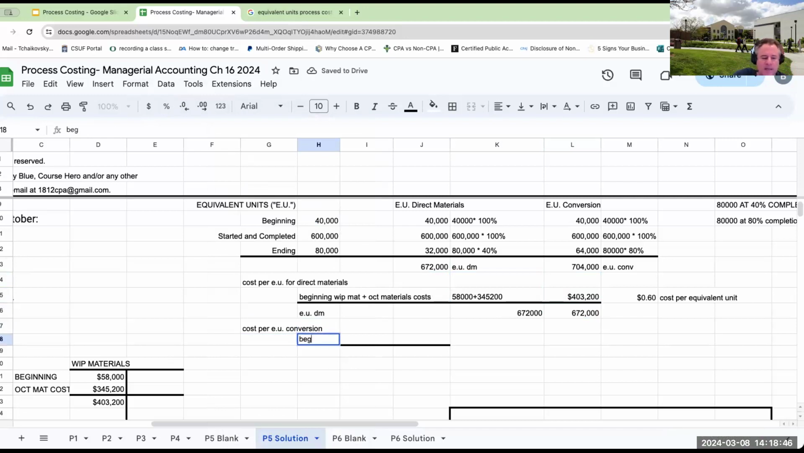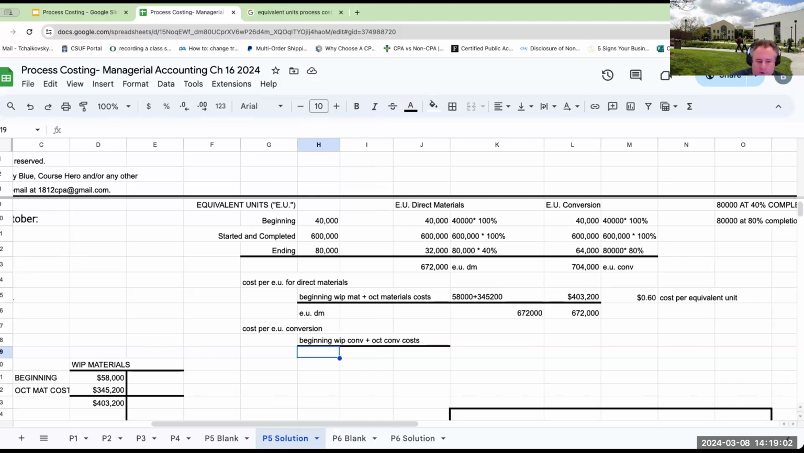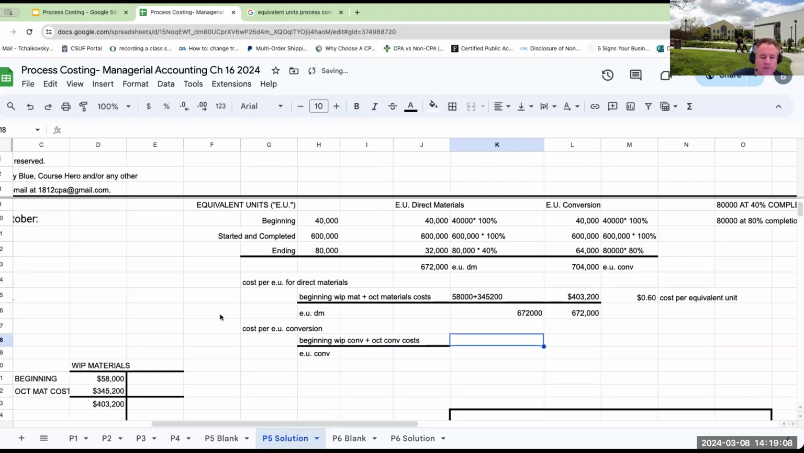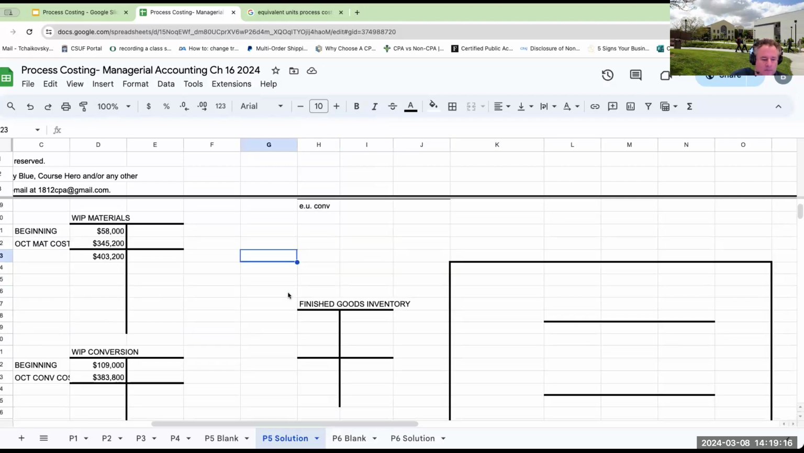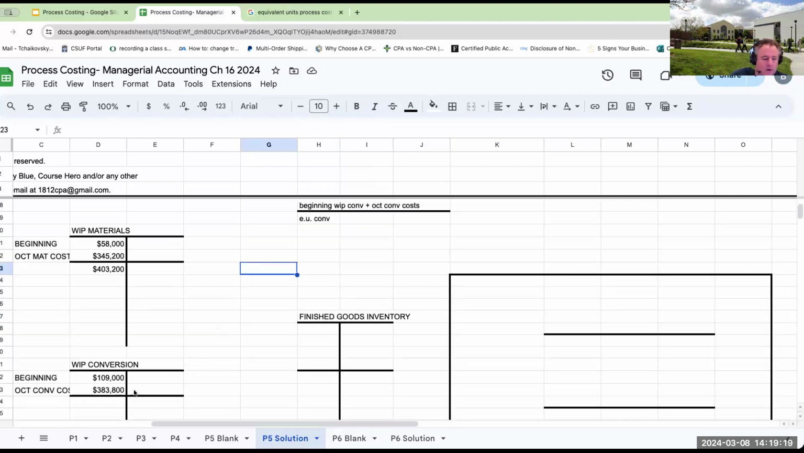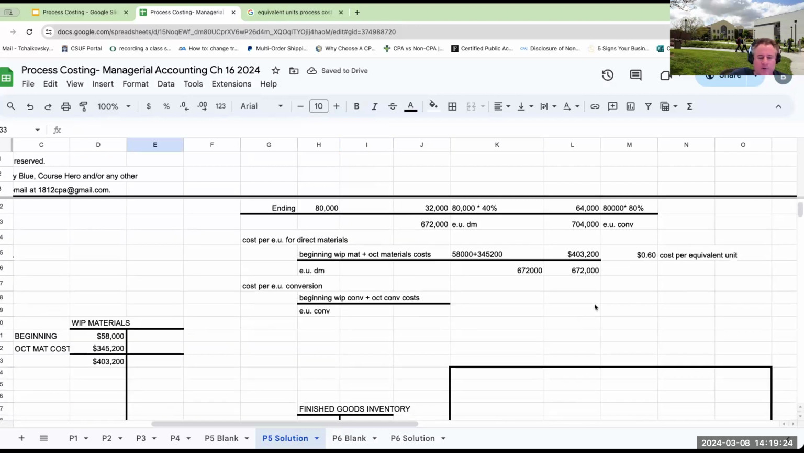Now, what about my cost per equivalent unit for conversion? This is going to be my beginning WIP conversion plus my October conversion costs. Remember, conversion refers to direct labor and factory overhead. I'm going to divide this by my equivalent units for conversion. So this is going to be 109,000 plus 383,800, or 492,800.